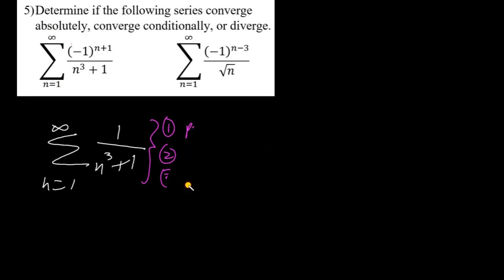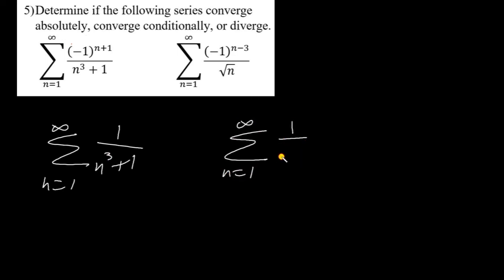Let me erase the rest. So we're going to look at just this series. We're going to ignore this one, and we're going to ask, does this series on its own converge, right? So we want to figure out, does this converge? We're going to have to use a different test. Okay, so in this case, I'm going to use the comparison test. I'm going to compare to 1 over n cubed. So I'll be comparing this to 1 over n cubed, which converges because it's a p series.